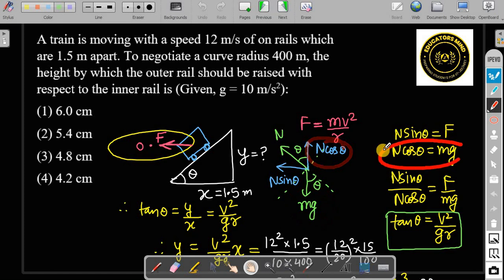That's why N cos theta balances mg. N sin theta is the net force, which is the centripetal force here, which is mv square by r. So take the ratio, sin by cos, and that's how you derive this result: tan theta is v square by gr.